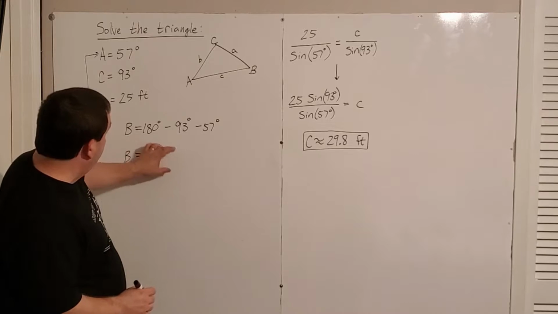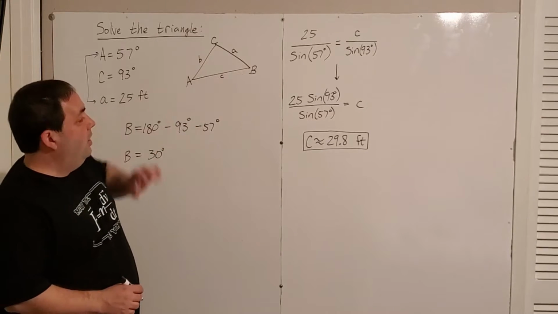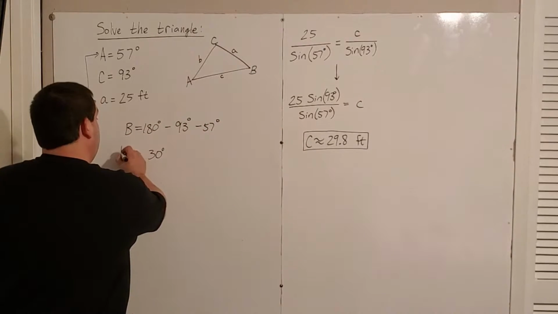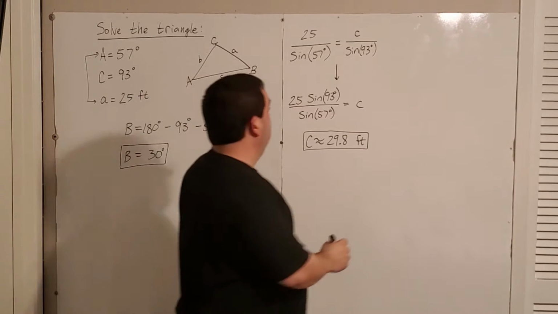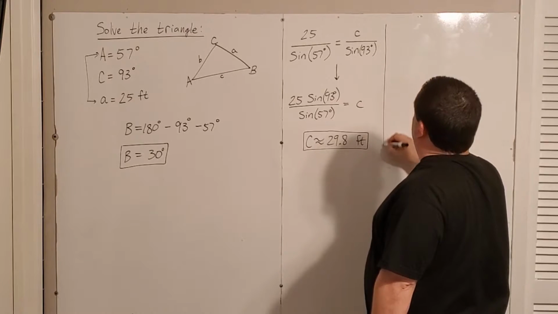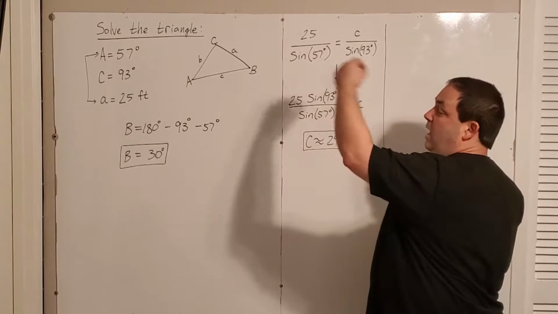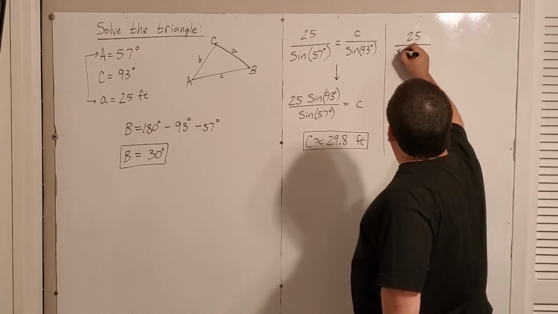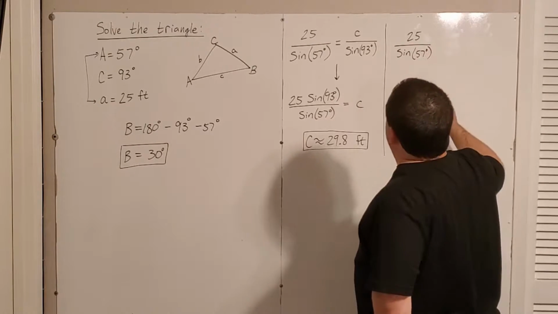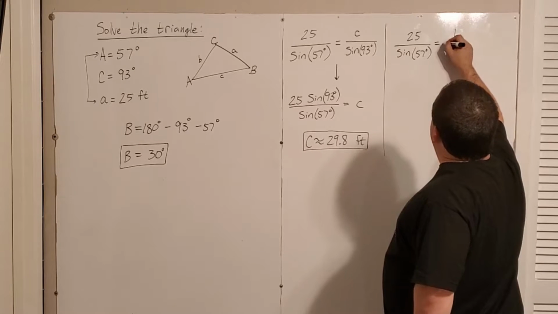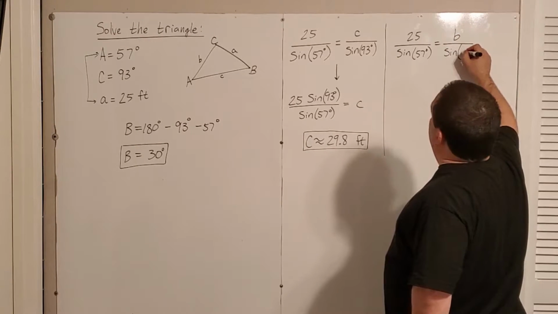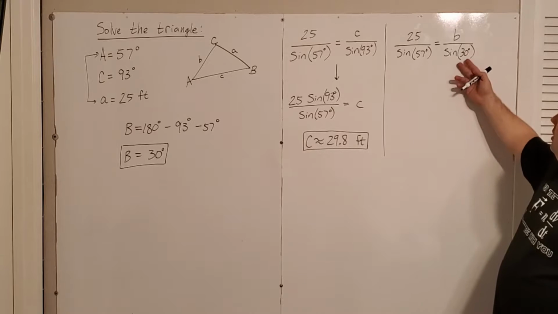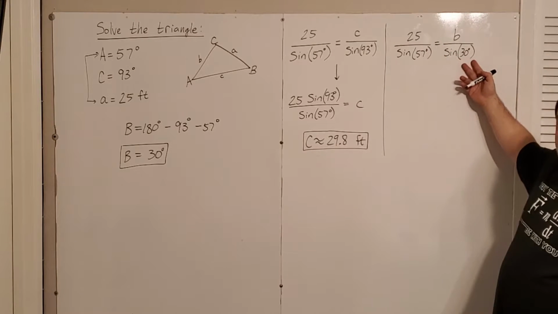Okay? Now that I have that angle, I can set up another ratio with another law of sines and find the missing side b. So here's another important piece of the answer. Same setup. I have an angle, I'm missing a side. So I'll be setting up 25 over sine 57 degrees is equal to little b over the sine of big B, which is 30 degrees. Like before, I will multiply both sides by sine 30 degrees.